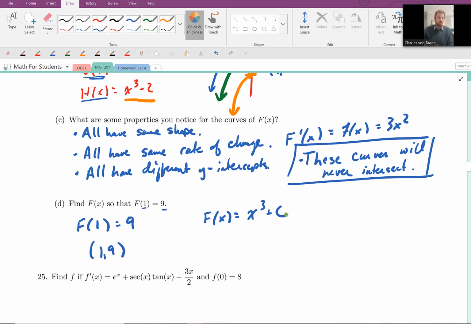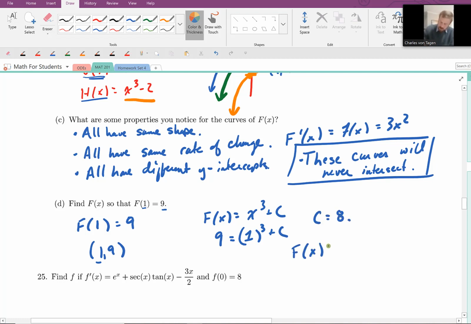And the way we do that is we replace the functional value with 9, and we replace the x value with the domain input of 1. And so we get that 9 must equal 1 cubed plus c. I dropped that plus sign. And so we end up with c must equal 8. So what is our answer? Our answer for this particular solution curve is x cubed plus 8.